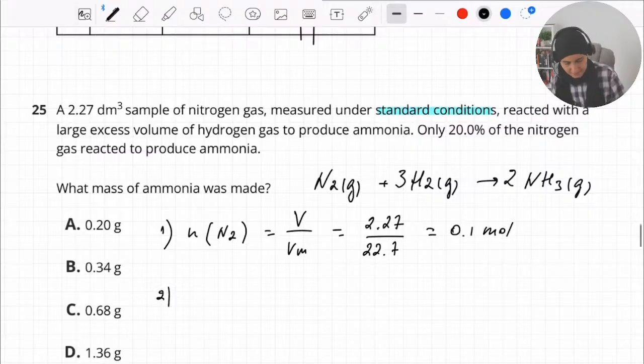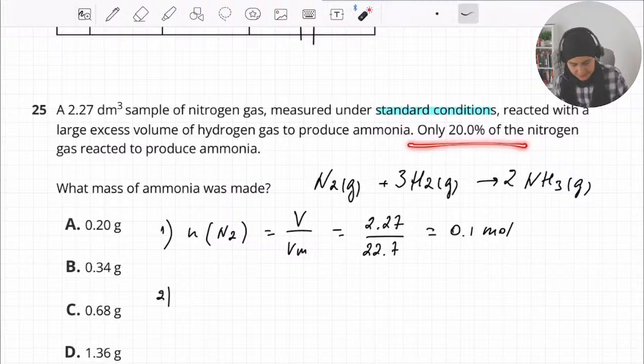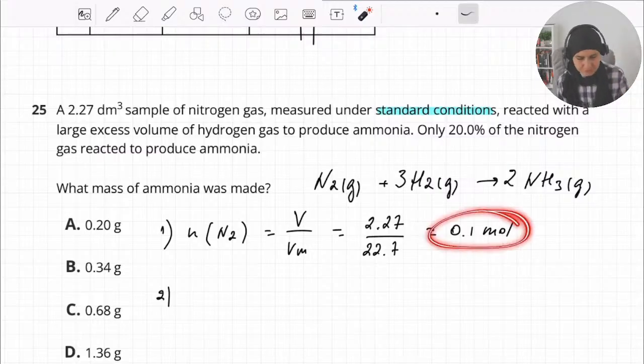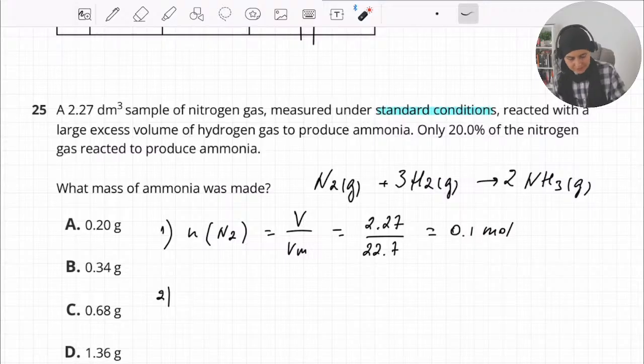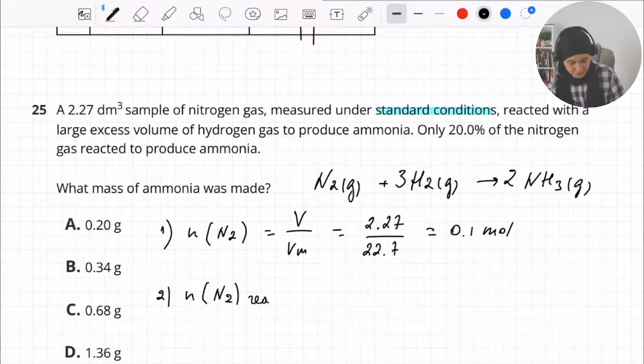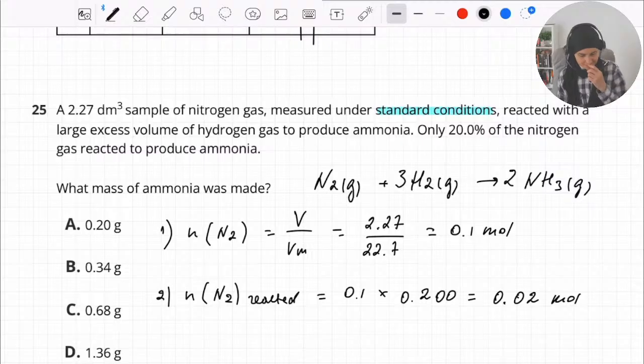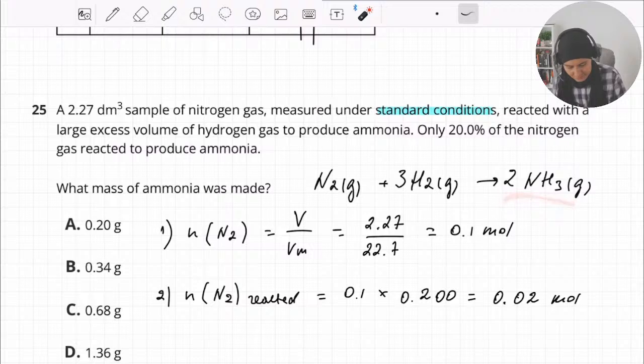And then, they say that only 20% of the nitrogen gas reacted, so that's just an extra step. So I know that not the entire 0.1 mole reacted, but 20% of that. So nitrogen that reacted is 0.1 times 0.2, which, if my mental math is right, is 0.02 moles. And then I will apply the ratio to NH3, because they ask for the mass of ammonia.